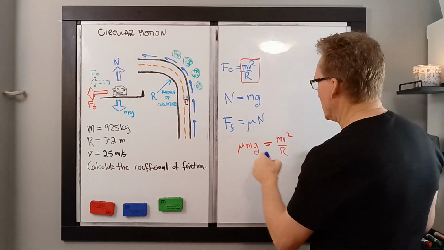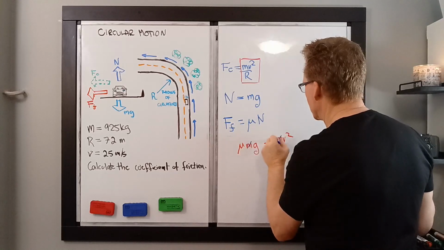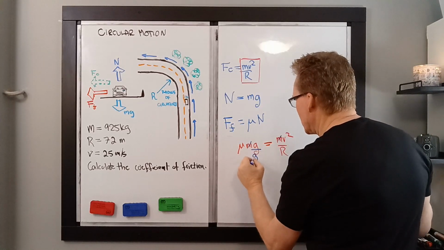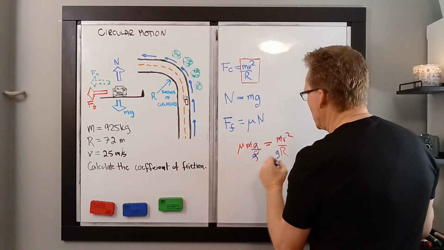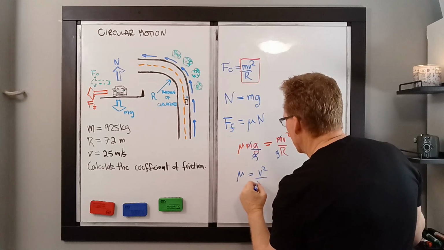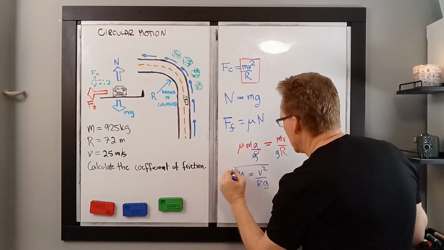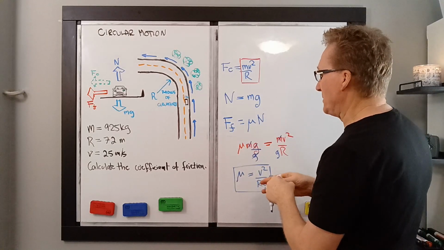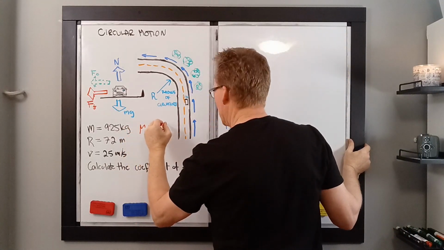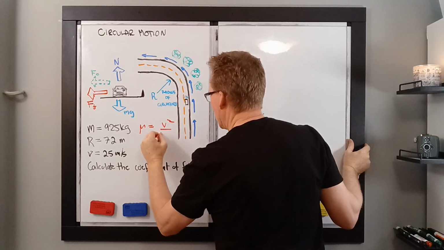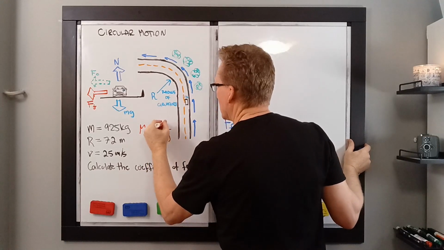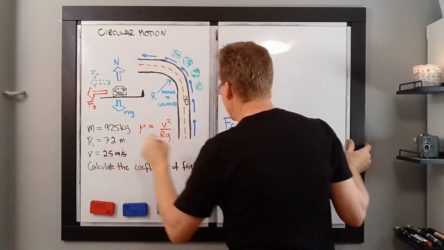Now if you notice carefully, you'll have an m here and an m here. We can cancel those two m's. And this g here, we can divide both sides by g, like this. That'll cancel the g, and we can put a g here. Now what do we have? We have mu is equal to v squared over rg. I'm going to write that up here so we have that handy. Mu is equal to v squared over rg. Make that square a little neater. And we'll plug in these numbers in a second.